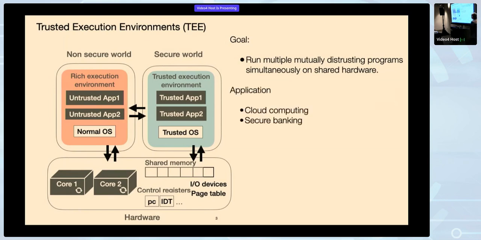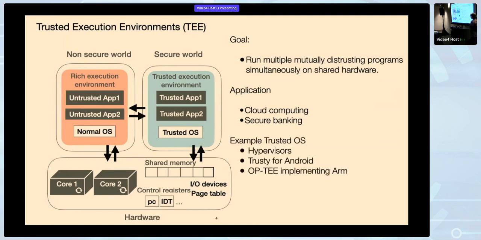There are multiple applications of these. For example, in cloud computing, you usually put your secured applications in a device, a normal device, that has untrusted applications on it too. Secure banking, and there are some examples of trusted operating systems that you can see.